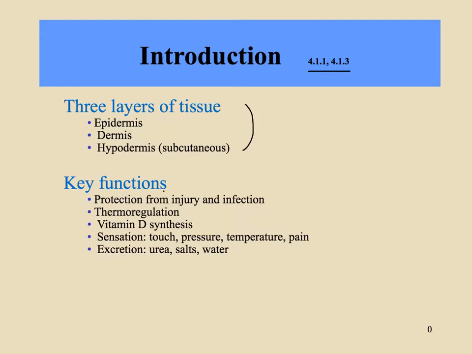What does the skin do for you? First of all, the skin is an outer layer that provides some protection from injury and infection. It's a barrier. It's part of the immune system in that way. It's sort of a first line of defense, not allowing any of the bad bacteria to get through into your internal organs. It also is very much involved in thermoregulation, heat regulation, keeping your body at the correct temperature, part of homeostasis.